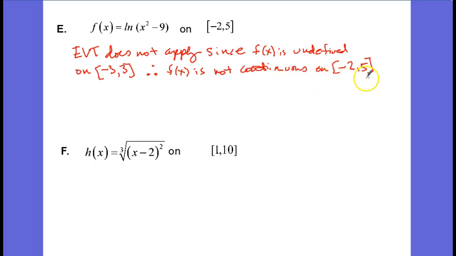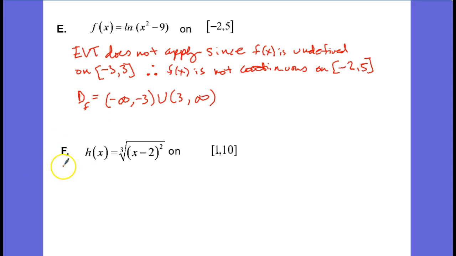Since this interval overlaps with that interval, we can argue that f of x is not continuous on -2 to 5. Another way to think about this is to identify the domain of this function. The domain of f is -infinity to -3, not included, union 3 to infinity. So we can't do it. This is why it's so important to always check that continuity criterion on the interval before you get started.